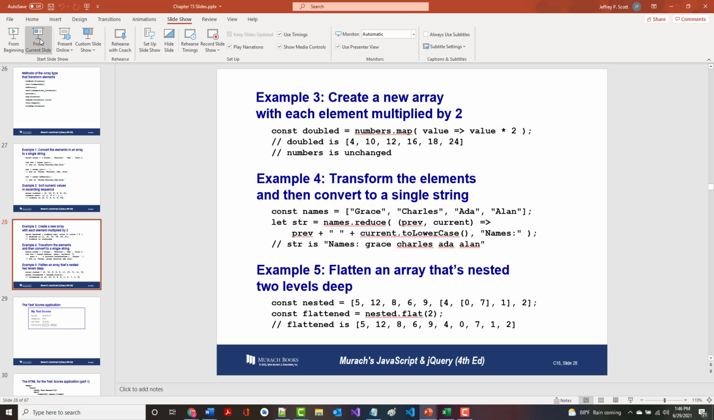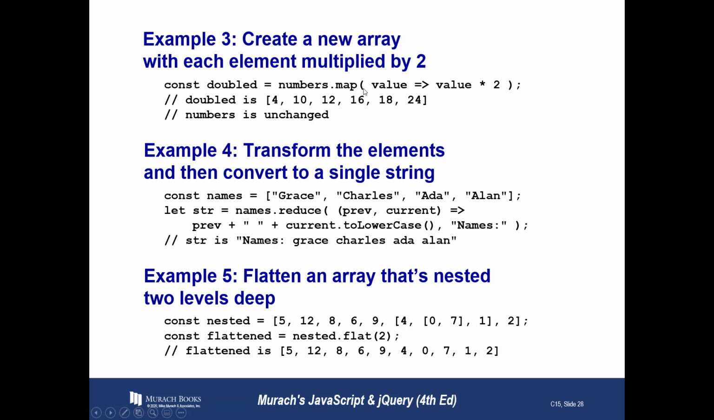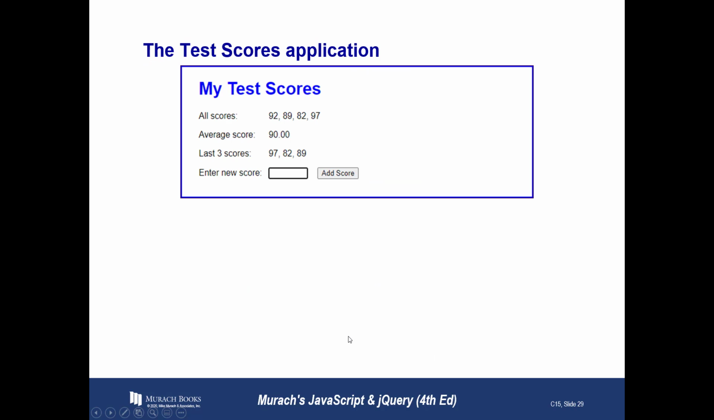Here, as it says, we're creating a new array with the map function. Take each value and multiply it by 2. The original array numbers is unchanged. Transform the elements and then convert to a single string. So when we're reducing, we're putting it into lowercase, as you can see. And instead of it being an array, it is now a string. Flatten an array that's nested 2 levels deep. So it's taking the equivalent of a multi-dimensional array and making it into a single-dimension array.